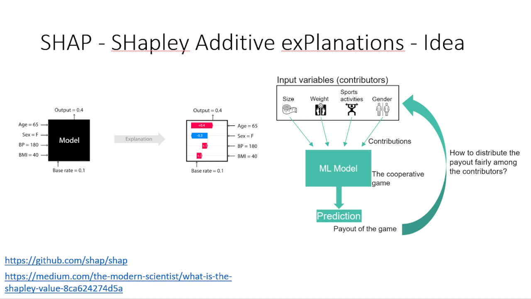However, what if we want to know how much of an impact each of these features has that contributes to the output of 0.4? This is where SHAP comes in. With SHAP, we determine how each feature contributes to the prediction. The mathematical concept is SHAP values, a topic in game theory.